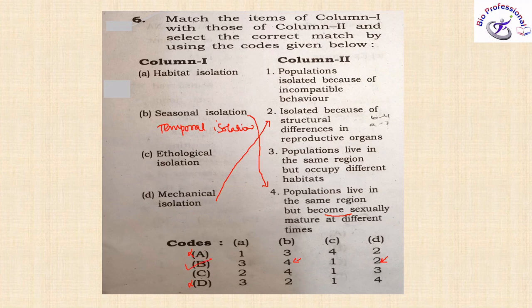So here B will be the correct option, and A is this. Habitat isolation: populations live in the same region but occupy different habitats. So it is very easy, habitat isolation. And ethological isolation, this option will be 1, meaning populations isolated because of incompatible behavior. So the correct option is B here.